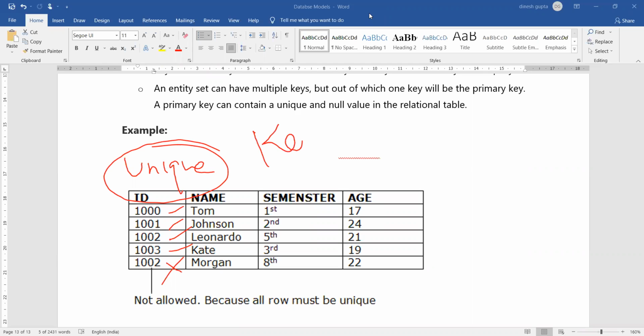So what is the key integrity? Key integrity means you cannot have duplicate entries for the primary key attribute, because then again it will violate the constraint that every attribute can be uniquely identified by a key attribute. So with this we come to the end of the lecture today and the end of our first module.